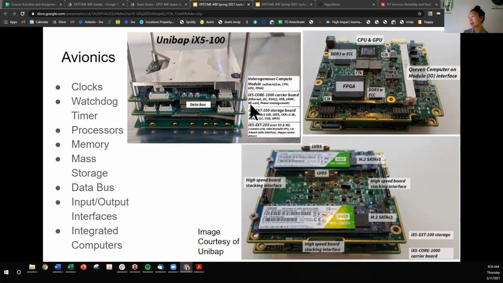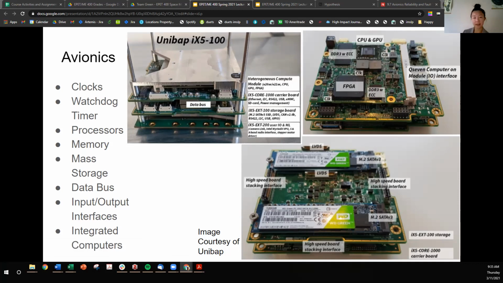There's some memory system like the SD card. We've got other components like CAN is a data bus. And then we've got custom interfaces with, say, a camera link, an X-band radio interface. So this just gives you an idea of how these components can be manifested into integrated boards.